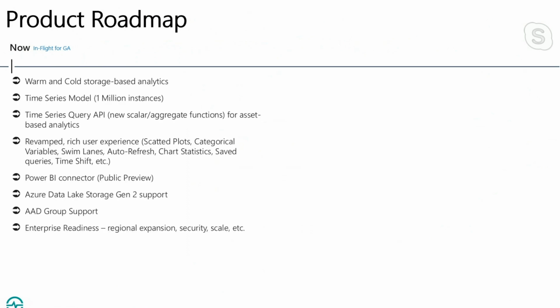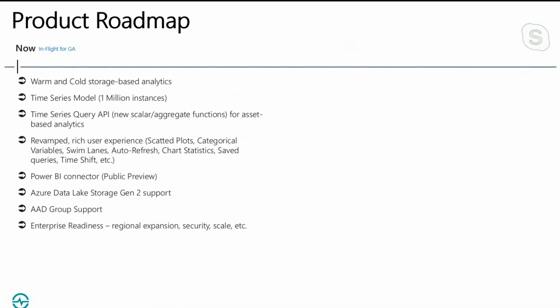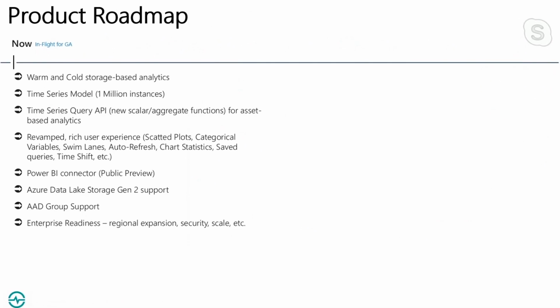Just to do a quick summary of our items for GA. We're going to offer warm and cold storage-based analytics, the 1 million instances scale for the time series model. We have new scalar and aggregate functions for the time series query APIs. You already saw some in the demo with IFF. We also have time-weighted average functions. We have a revamped UX with scatter plots, categorical variables, swim lanes, auto refresh, chart stats, saved queries, time shift, and a bunch of other features that I haven't listed yet because it would take up the whole space.